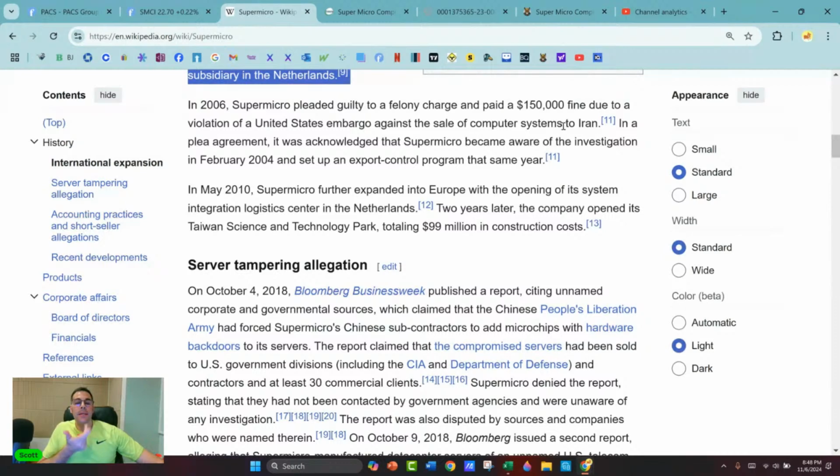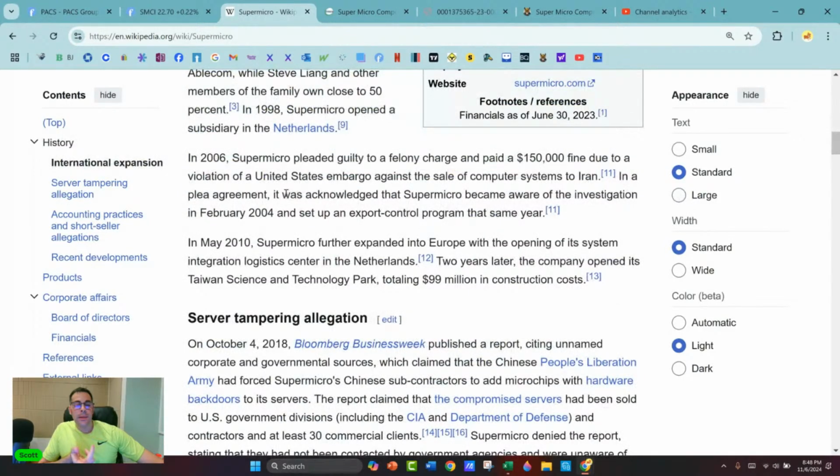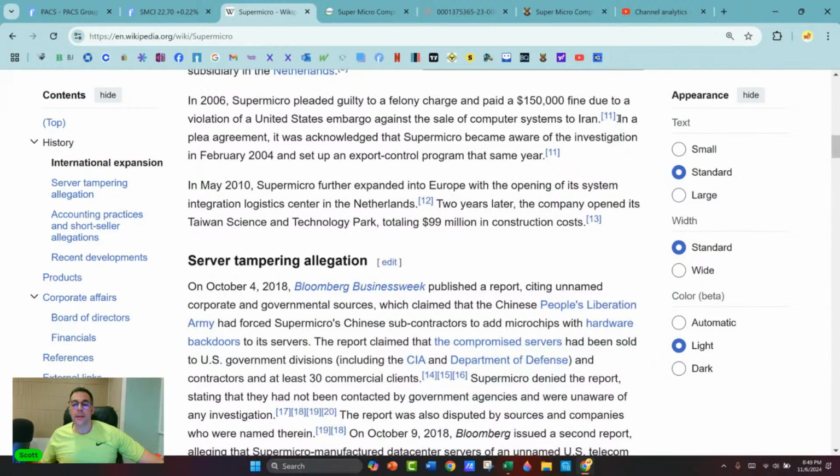So in 2006 they sold to Iran, which was illegal. In a plea agreement, it was acknowledged that Supermicro became aware of the investigation in February 2004 and set up an export control program that same year. So this company found out that the government was investigating them for fraudulent activity, and Supermicro kind of circumvented the process once again. So they set up this export control program that same year.